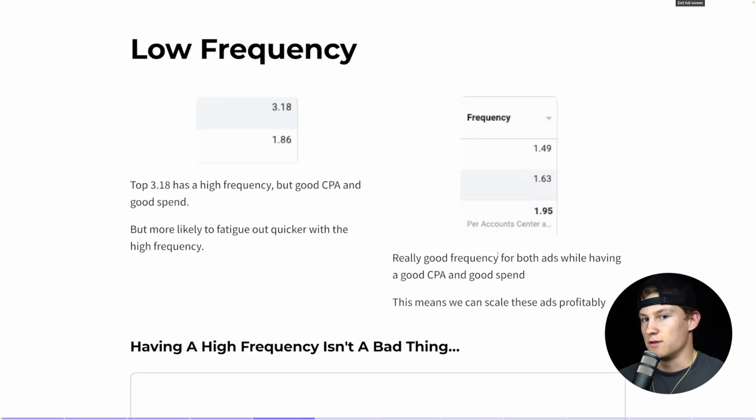Now, low frequency. Low frequency is really good to have because it means that your ad is appealing to that big group, like we talked about before. Now, having a high frequency isn't a bad thing. It just means that the same person keeps on seeing your ad 2 times, 3 times, 4 times, 5 times based on that number for the frequency. So if my frequency is 3.18, that means the average person is seeing my ad over 3 times.